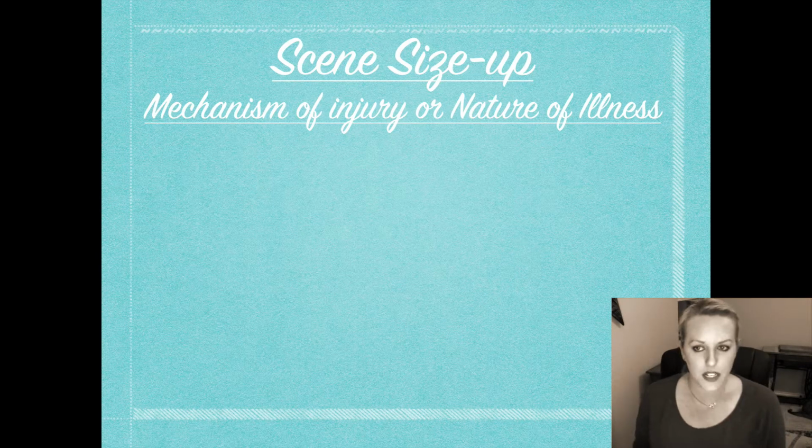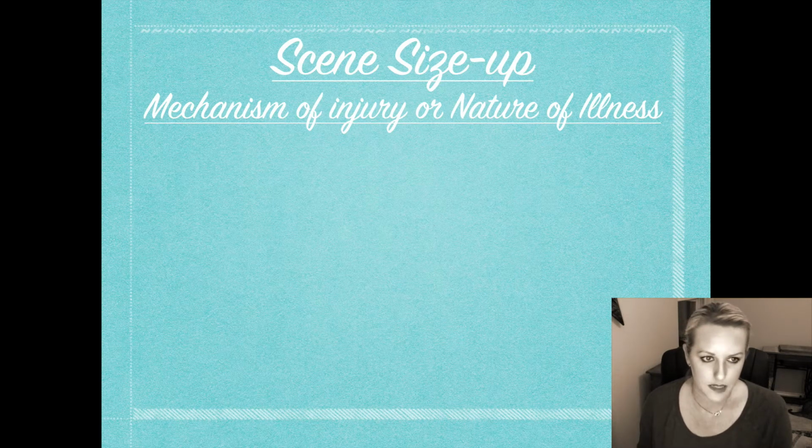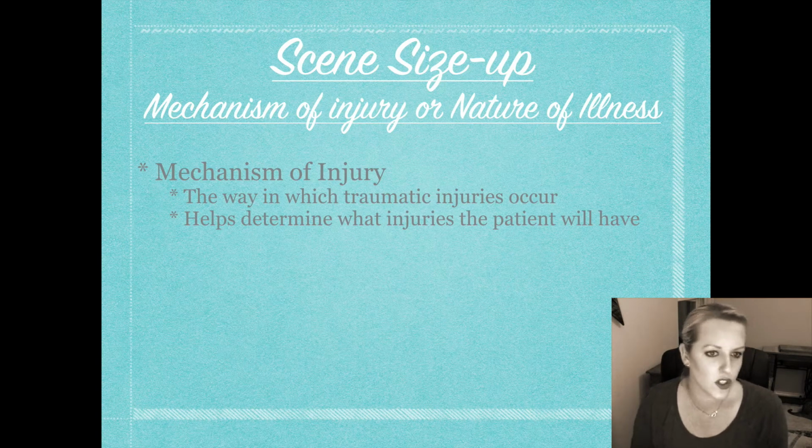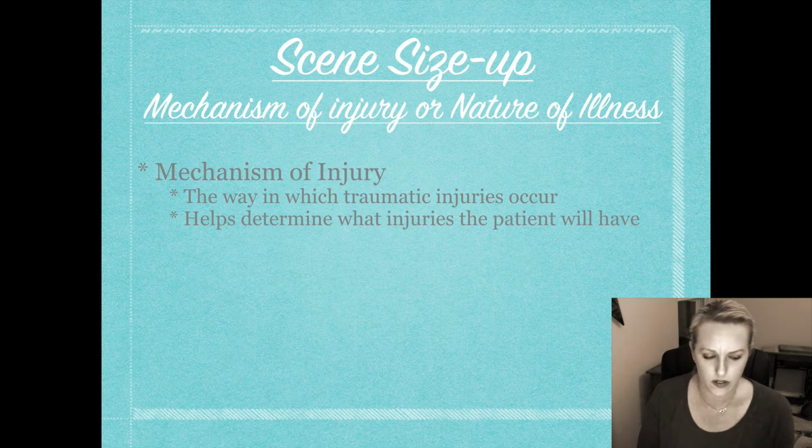So, mechanism of injury or nature of illness. Mechanism of injury is the way in which a traumatic injury occurs, and it helps determine what injuries the patients will have. Examples of mechanisms of injury would be patient rolled their vehicle, or patient fell down the flight of stairs, or patient jumped out of the second-story window, not roof.